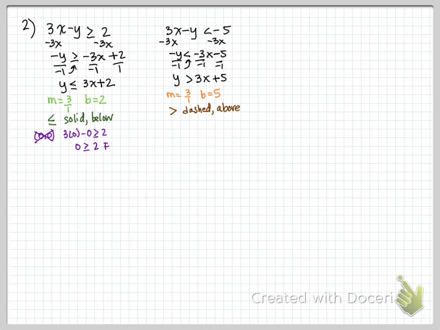And then we're going to test 0, 0. Back to the original. 3 times 0 minus 0. Is that less than negative 5? Is 0 less than negative 5? No, that's false as well. 0 is greater than that. So, again, it's not going to shade over that.